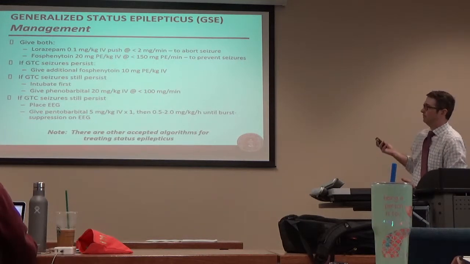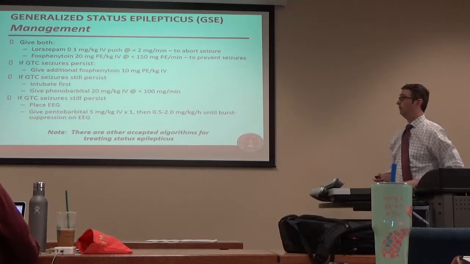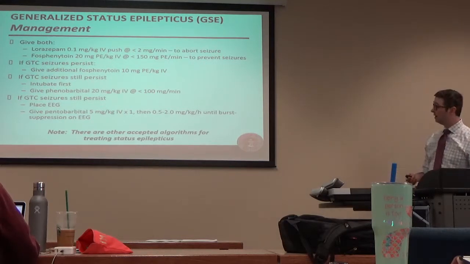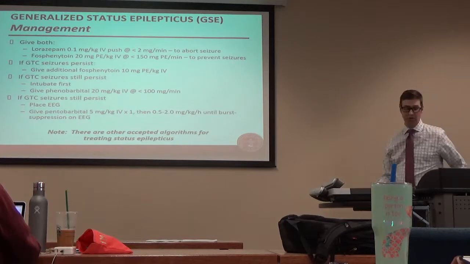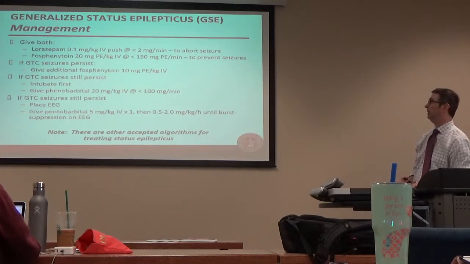All right, here's our Ativan again, fosphenytoin, Keppra. With persistent seizures, you can reload with fosphenytoin, you can reload with Keppra, and then if they are still persistent, this is where we have to put them down, so we intubate them, and use propofol, phenobarb, or pentobarb, in addition to continuous EEG.